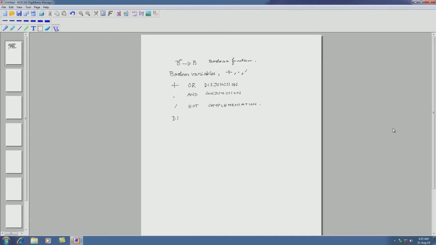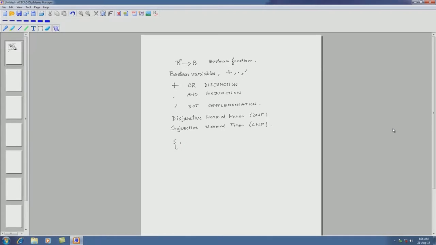Now, we have also seen that there are some standard forms of expressing Boolean functions. Two most important of those standard forms are disjunctive normal form and conjunctive normal form, in short written as DNF and CNF respectively. So, we have disjunctive normal form, written DNF, and conjunctive normal form, written CNF.